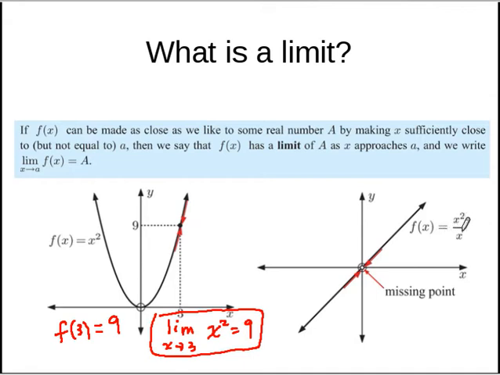And here's an example of this. If I take f of x equals x squared over x, and I were to graph this on my calculator, I would actually get this graph. It would be a straight line.